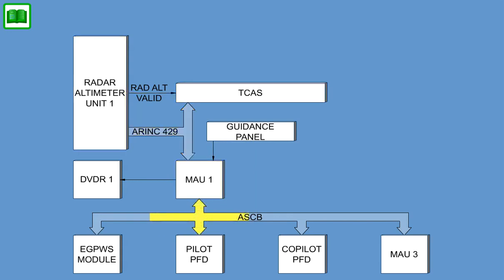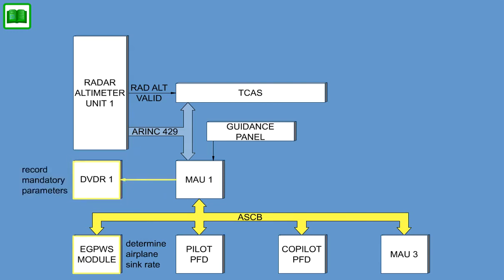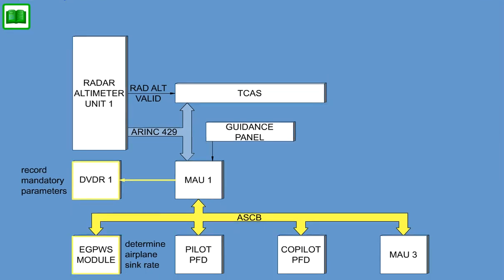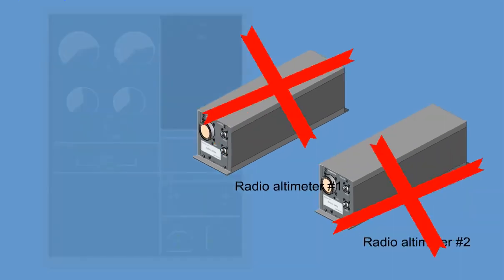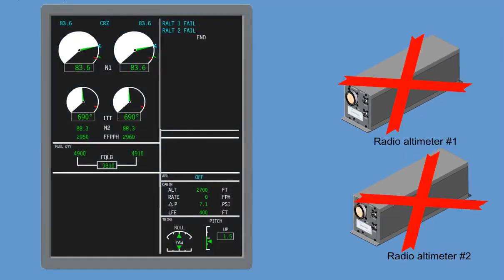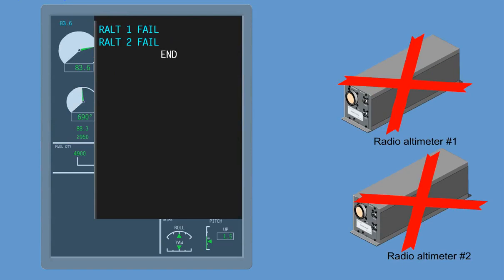In addition, other interfaces are performed, such as with the EGPWS system to determine airplane sink rate variation, with the DVDR system in order to record mandatory parameters. When one or both of the radio altimeters has failed, the associated CAS message, radio altimeter 1 fail, or radio altimeter 2 fail, is displayed on the EFIS display.